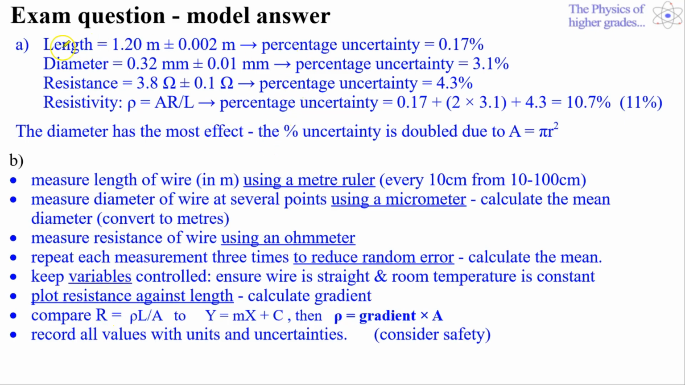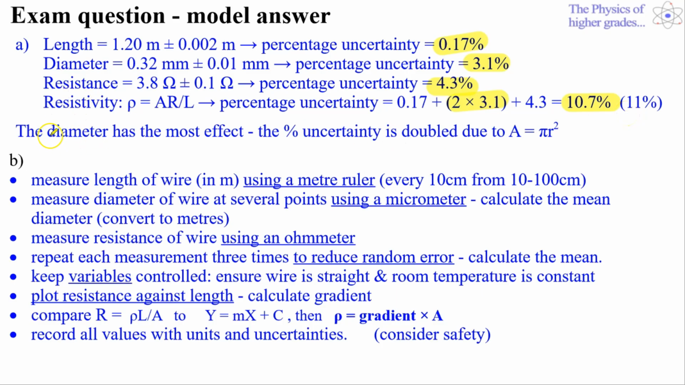So as we said before, the length, the diameter, the resistance, these are all fine. So we've left these as 2 significant figures. The resistivity, okay, so we've got pi r squared or pi d squared over 4. So we're going to have to multiply 3.1 by 2 in our calculation, so we get this larger value here. 10.7%, that might be problematic. You might want to round that to 2 or even just 1 significant figure. That might be best practice.